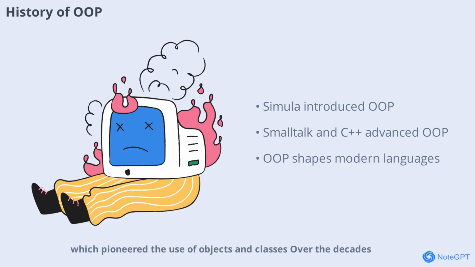Over the decades, OOP evolved and became a fundamental part of languages like Smalltalk, C++, and Java. Today, OOP principles are embedded in many modern programming languages, making it a crucial skill for developers. Understanding this history helps us appreciate how OOP has shaped the software industry.